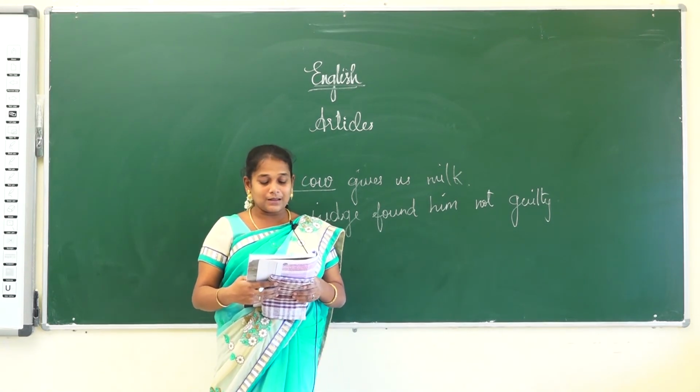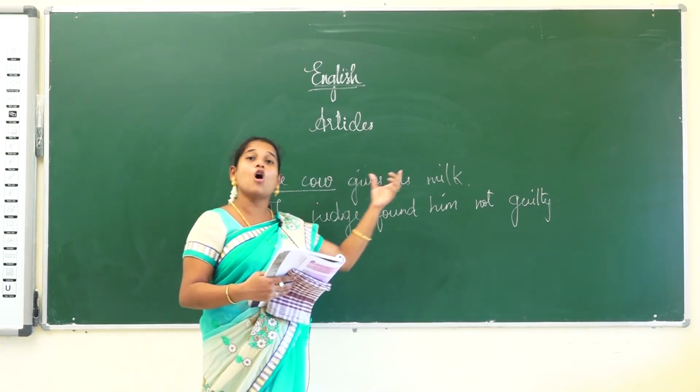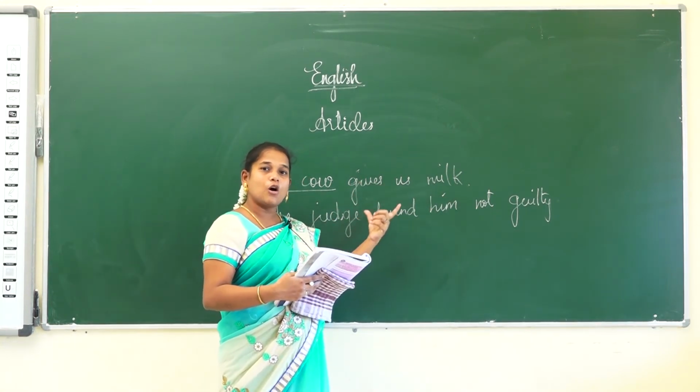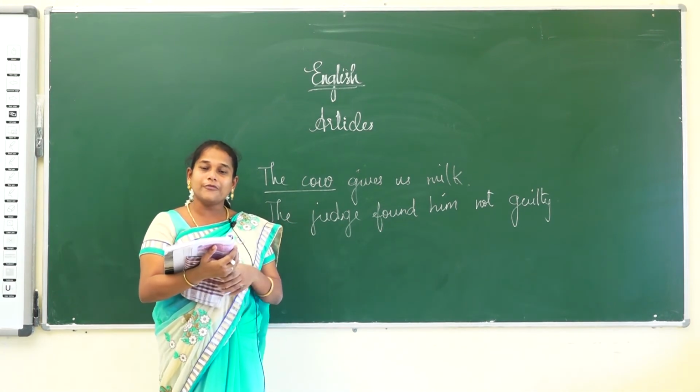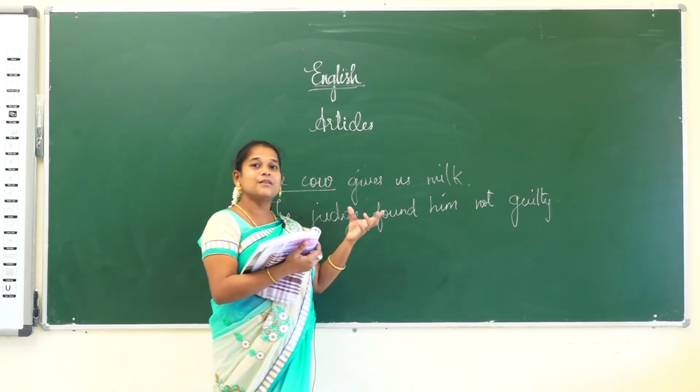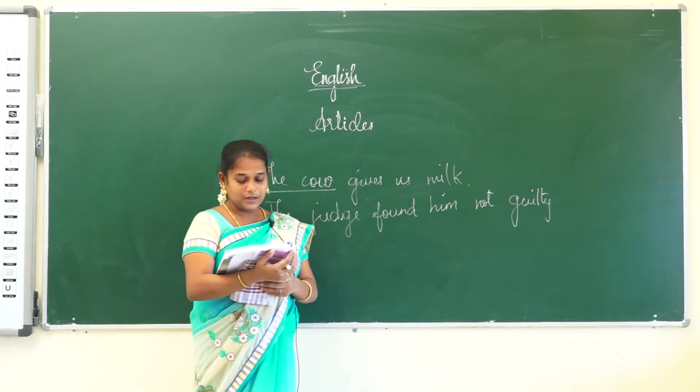The name of a place containing of: the United States of America, the Republic of China. So here we are using the term of. Whenever there is a place containing the term of, we will use the in front of such words.